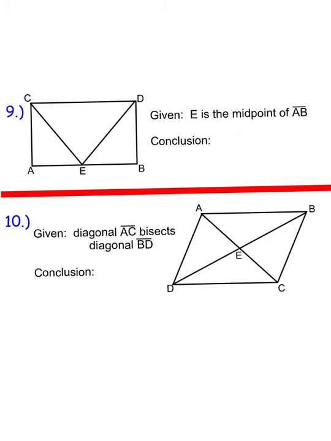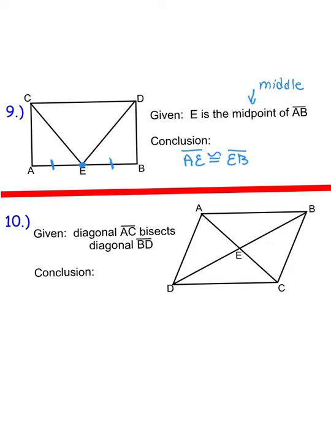For number 9, it says E, so let's look, here's E, is the midpoint of AB. Midpoint means it's in the middle. So if E is in the middle of line segment AB, I can say that AE is congruent to EB. So AE is congruent to EB because of a midpoint.